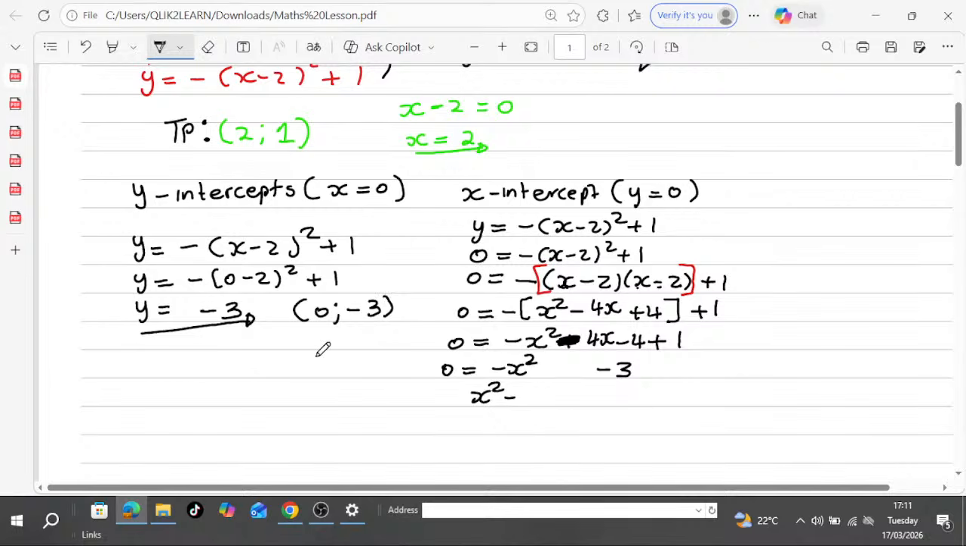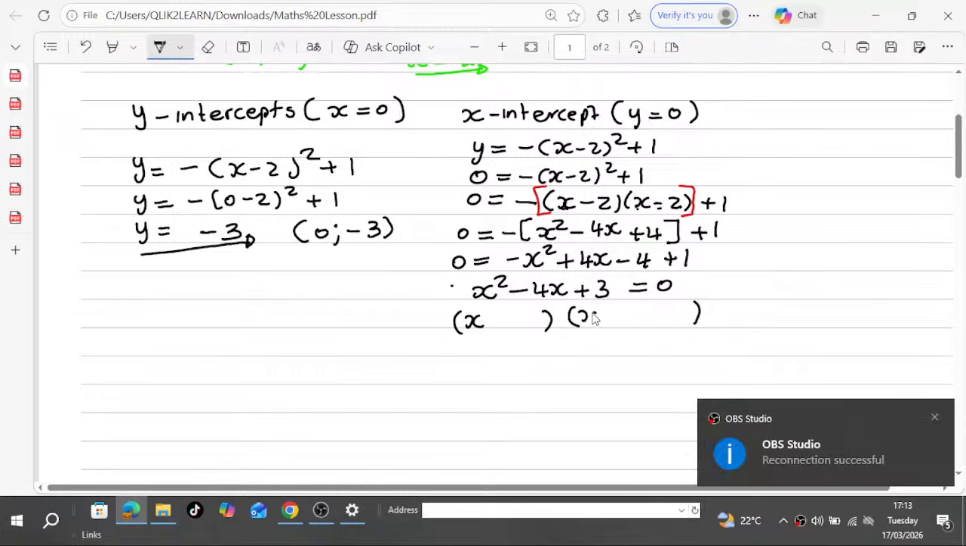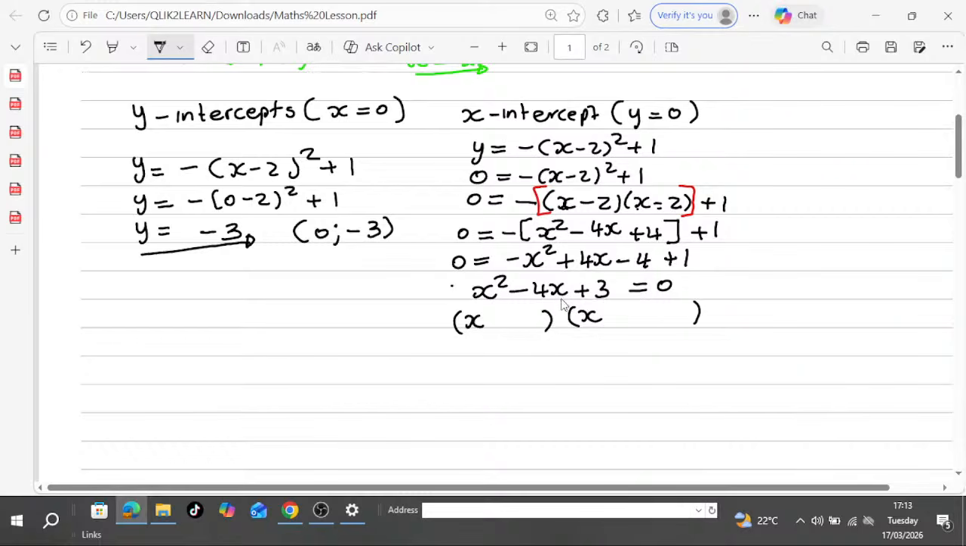What's going on here? So this will be my x, this will be my x, and the factors of 3 that, when we add or subtract, give us the middle term of 4 are just 3 and 1. Since it's positive, both of them should be negative. So this tells us that x is equal to 3, or x is equal to positive 1.